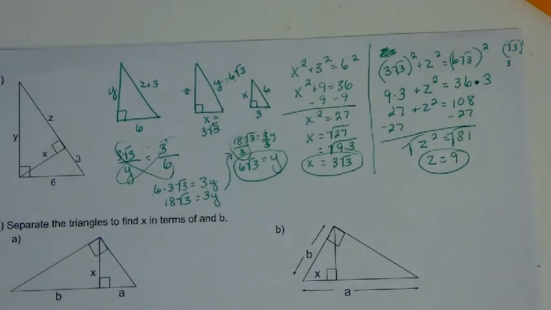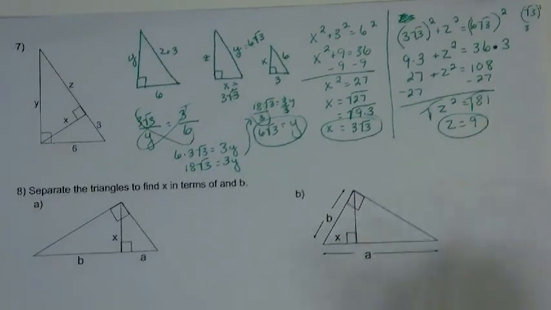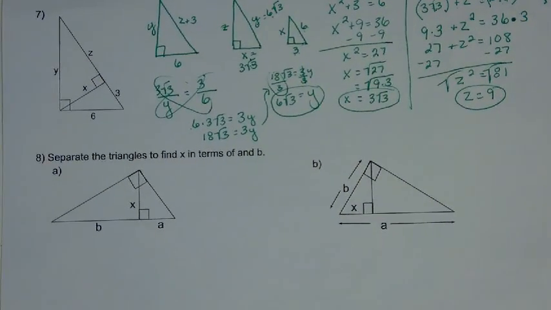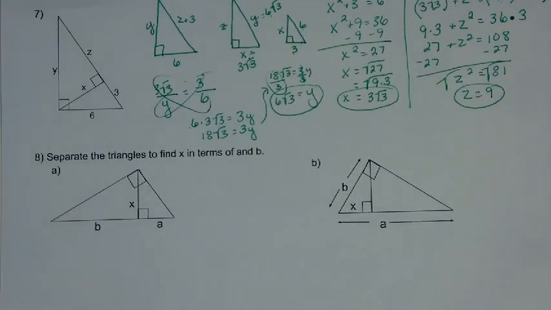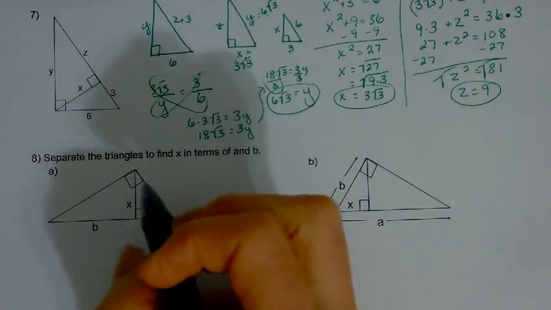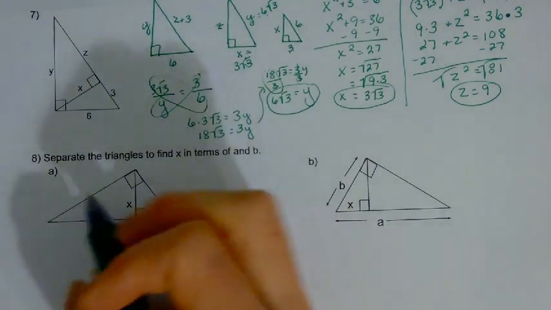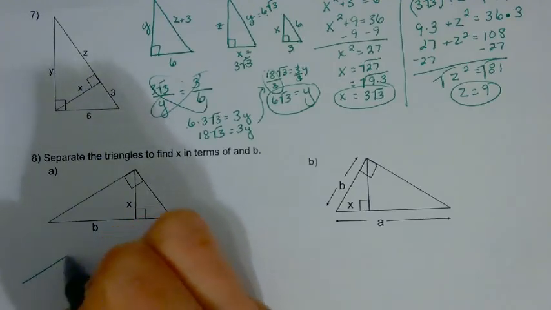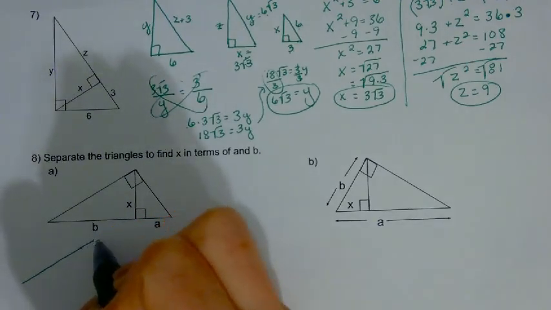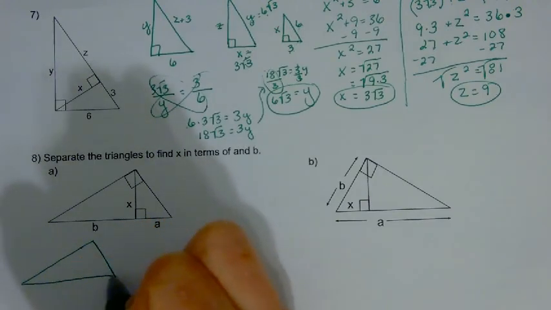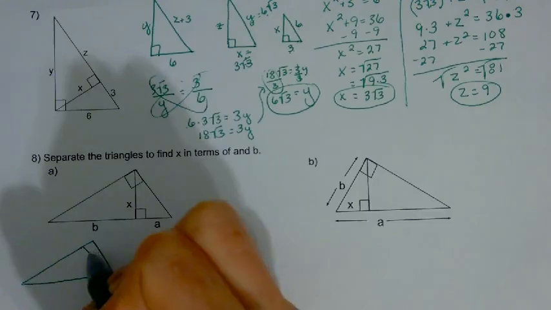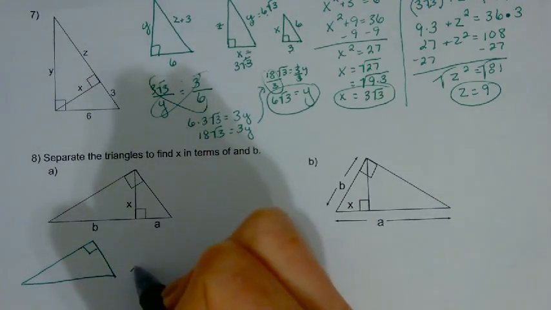Okay, number 8. We're going to separate the triangles to find x in terms of a and b. Alrighty, I'm going to redraw the triangles in the same position that this big one is in. So I'm going to draw the big one carefully. Here's my right angle. Then I'm going to draw a medium one in the same position, and I'll label it later. That's my medium one. I'm going to draw my small one.